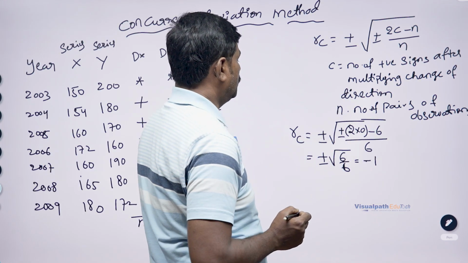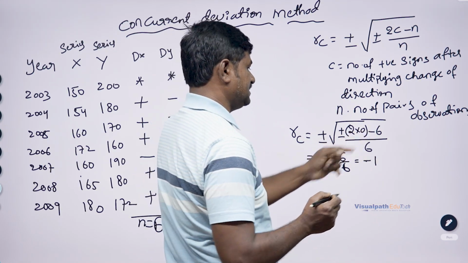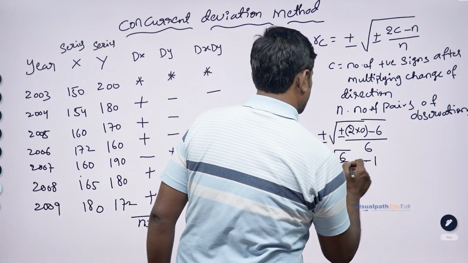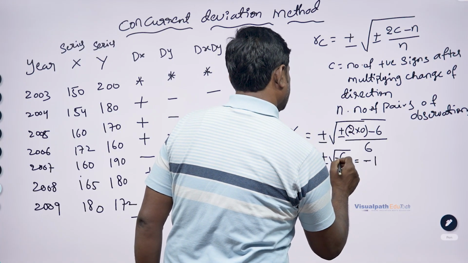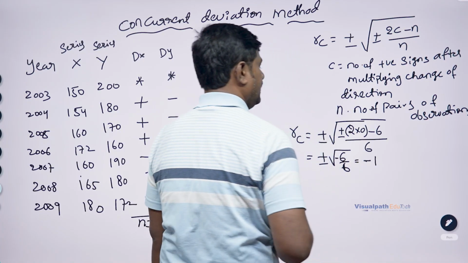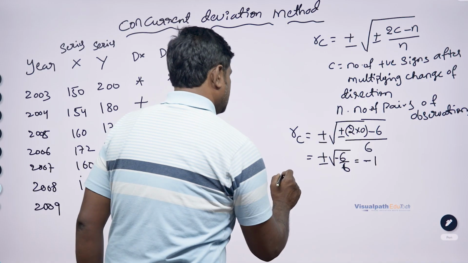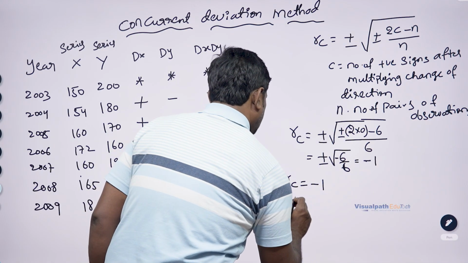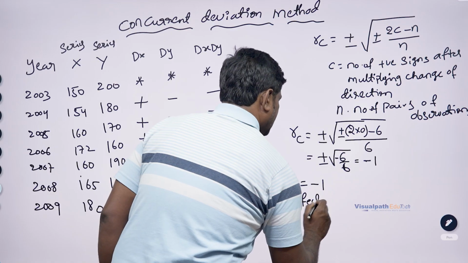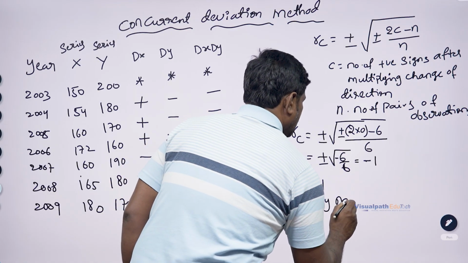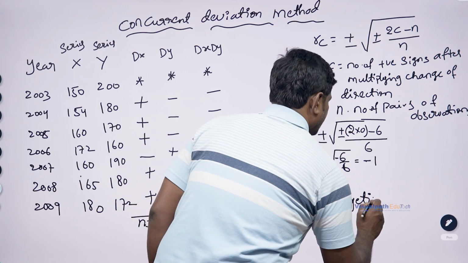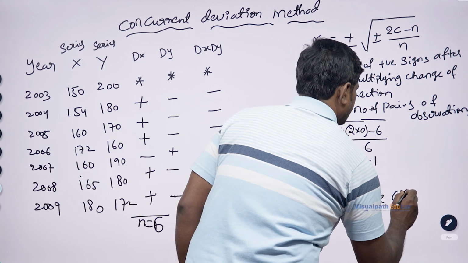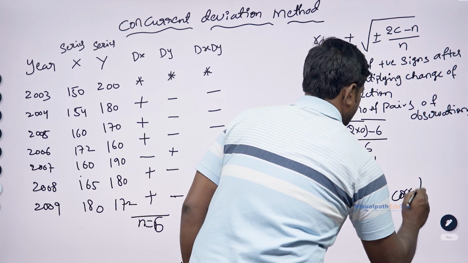So plus or minus, here we have minus 6 by 6, which is minus 1, under the root. Then RC is equal to minus 1. We have a perfectly negative correlation between these pairs of observations.